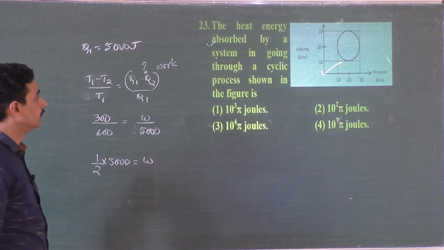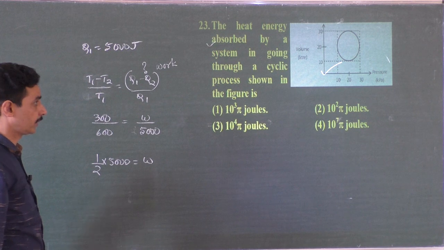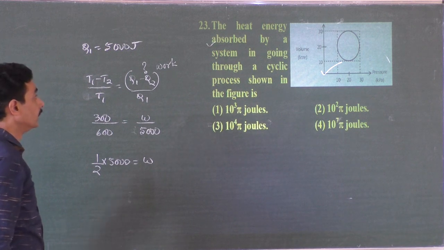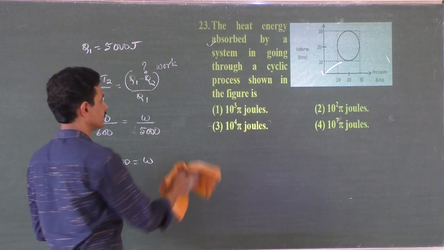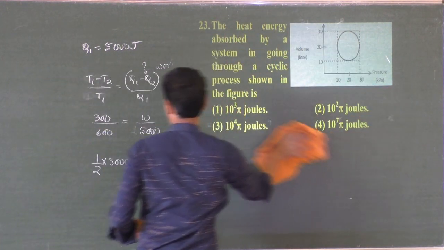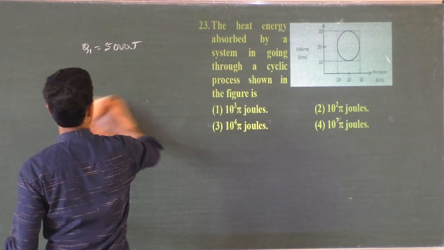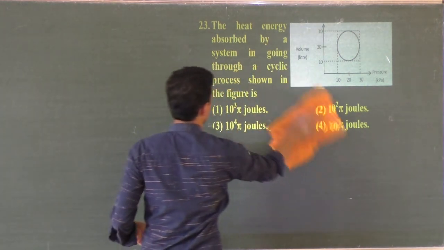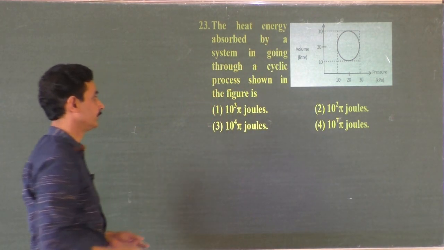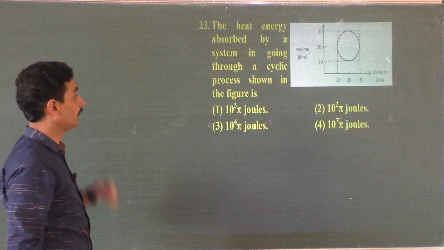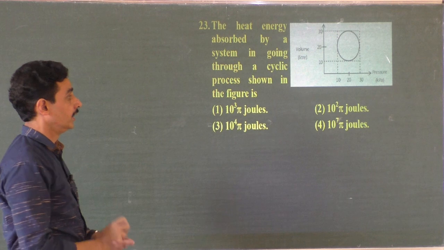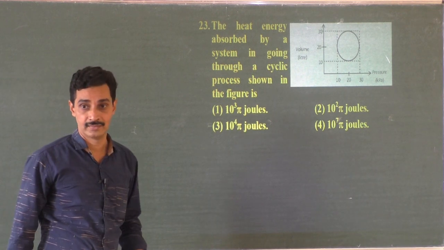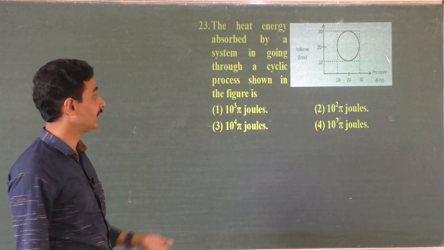Okay, 23. We have some problems on graphs. The heat energy absorbed by a system in going through a cyclic process is shown in the figure. Heat energy absorbed, that's what they want, in the cyclic process. They are not asking what the work done is. They are asking what the heat energy absorbed is.